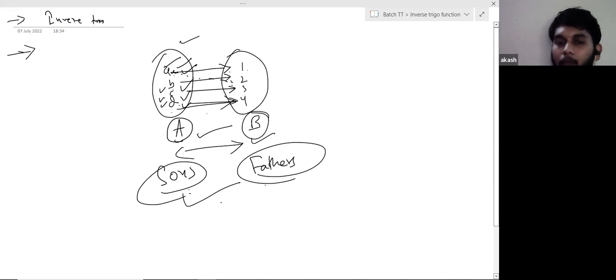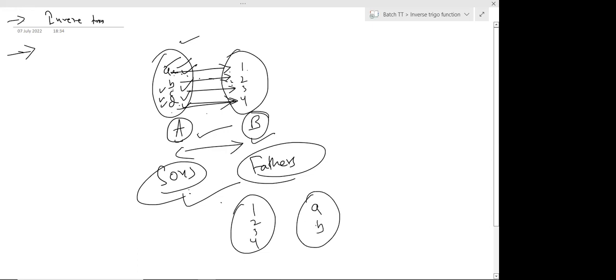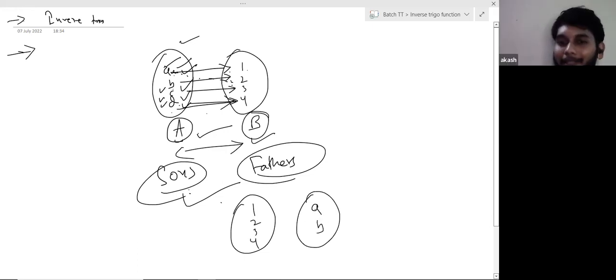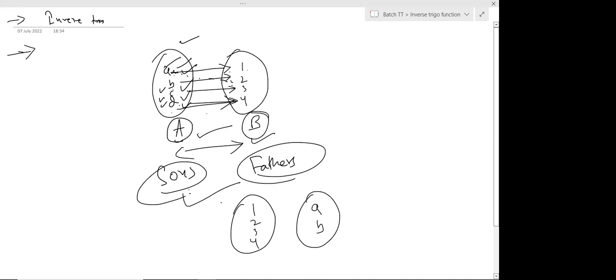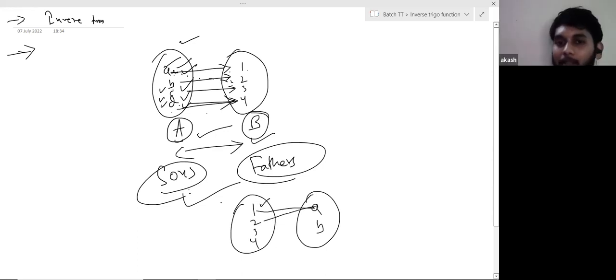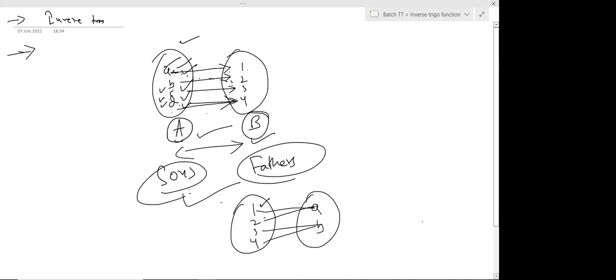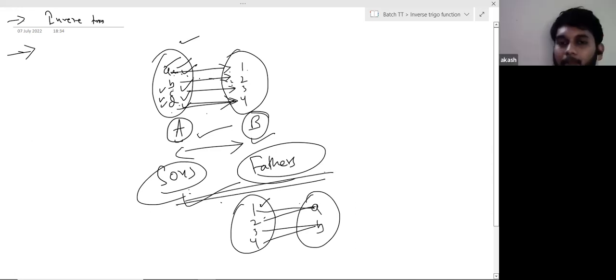But a father can have many sons. If A is joined to 1, and A is joined to 2, then 1 is the son of A and 2 is the son of A. That is okay, so this is a function. This is clear now. Always remember this example.